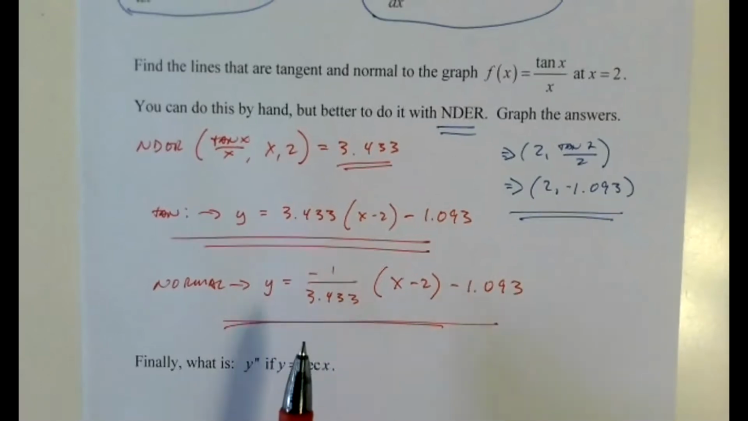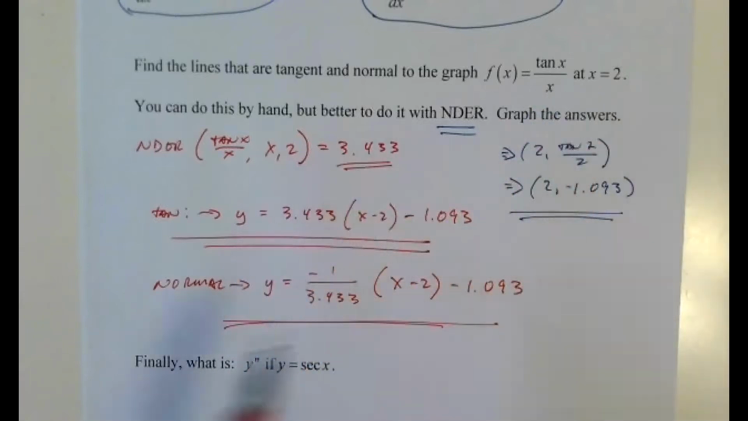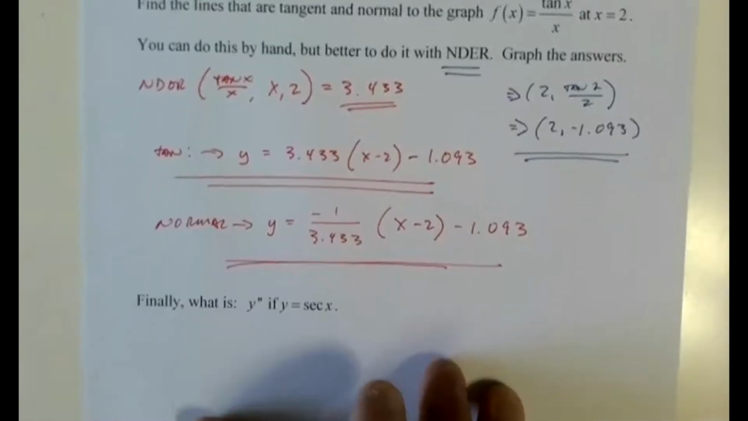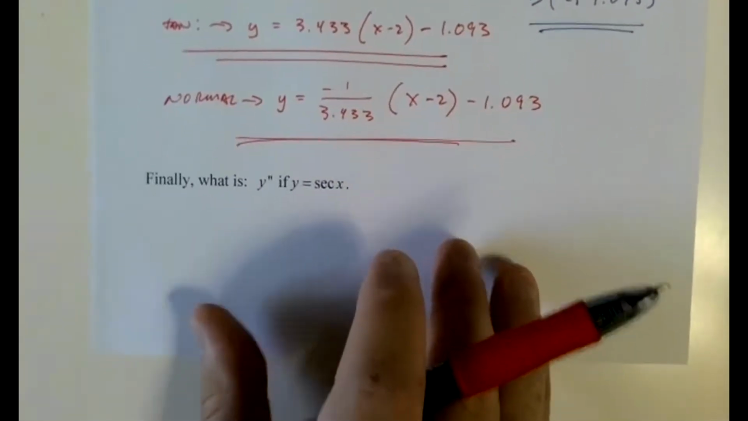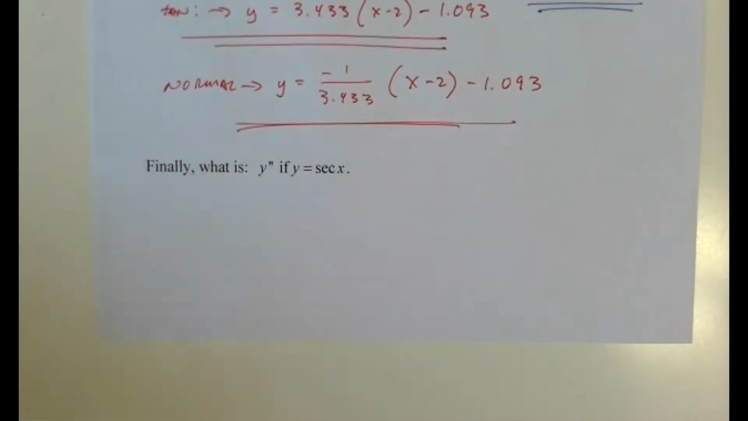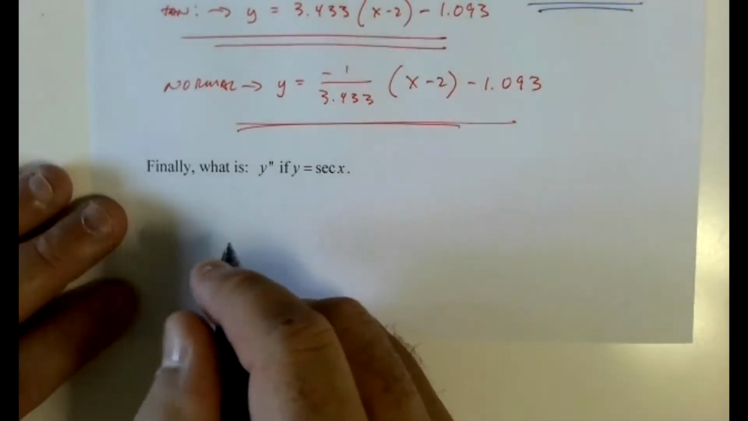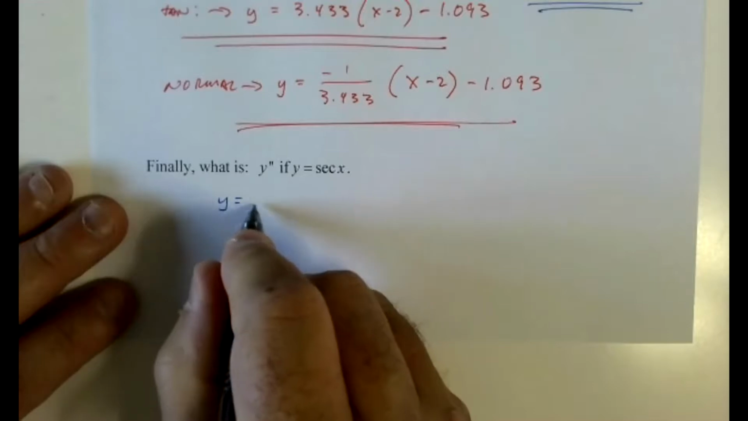By the way, you could always graph these and see if they make sense. Graph this, and go to that x equals 2 point, see if these lines make sense. That's it. So let us practice. And I think we're getting to something called chain rule, but we're going to try and avoid it because that's coming up next unit. All right, y equals secant of x.